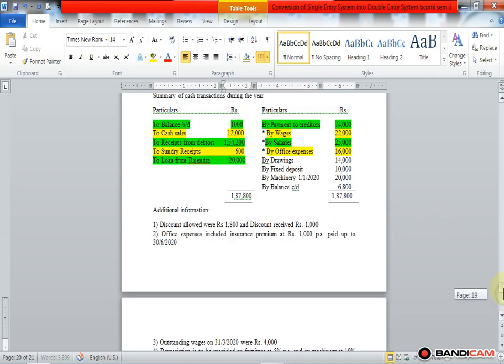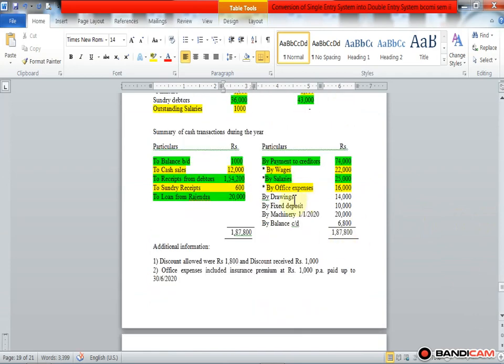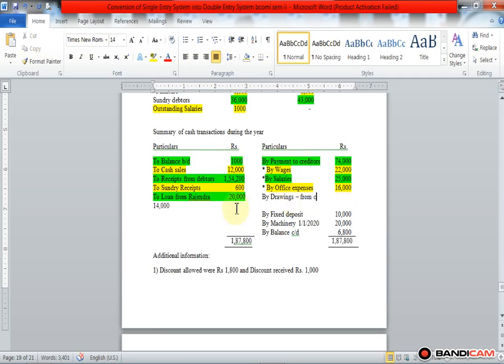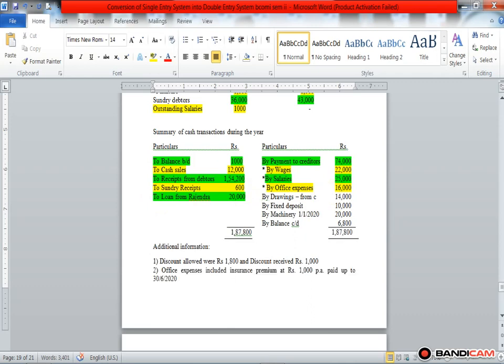Then drawing is deducted from capital, but here we cannot find the opening capital of Mr. Rajesh. Okay, so here we write down less from capital, amounted to rupees 14,000.